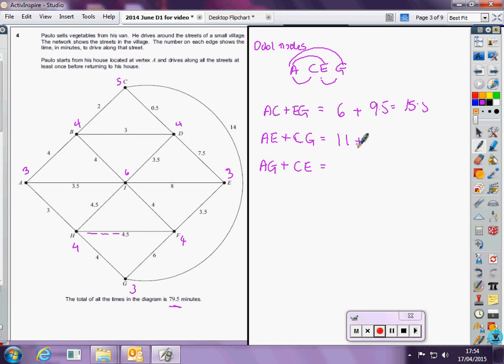And then C to G. Oh dear, what have we got? 0.5, that'd be 4. 12.5, I think that's it, isn't it? So 12.5 there.